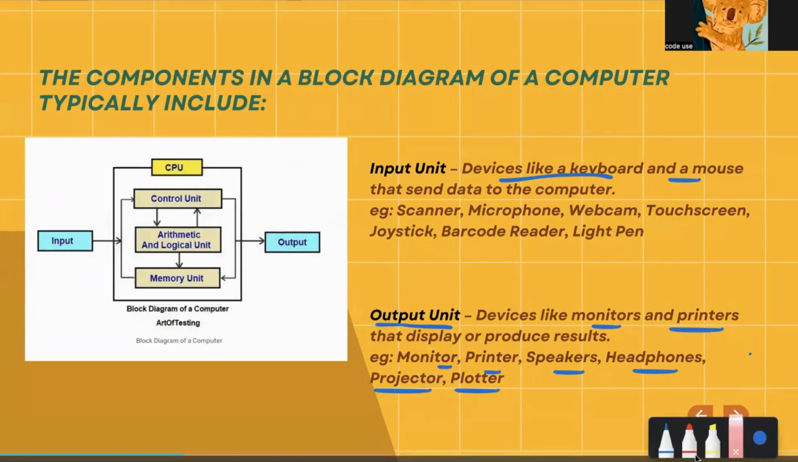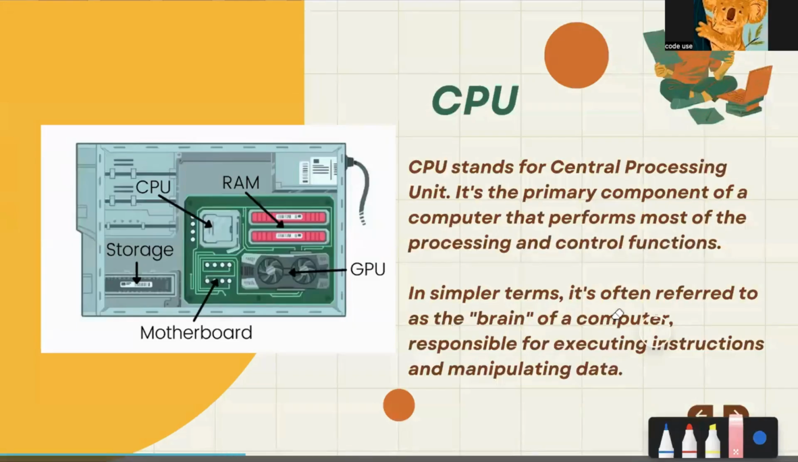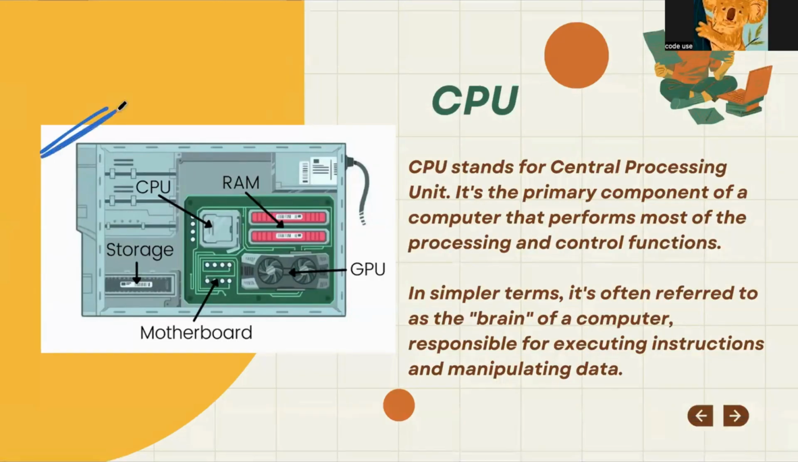So next, I'm coming back to CPU. This is the diagram of CPU, this is how it is represented. CPU stands for the central processing unit, and it is a primary component of the computer that performs most of the processing and the control functions.